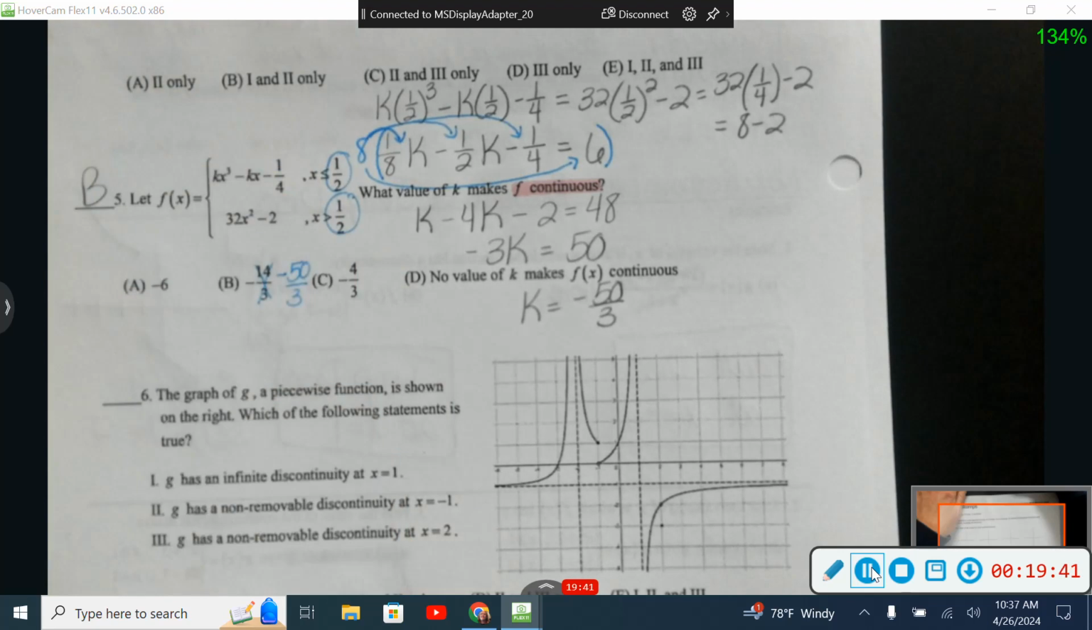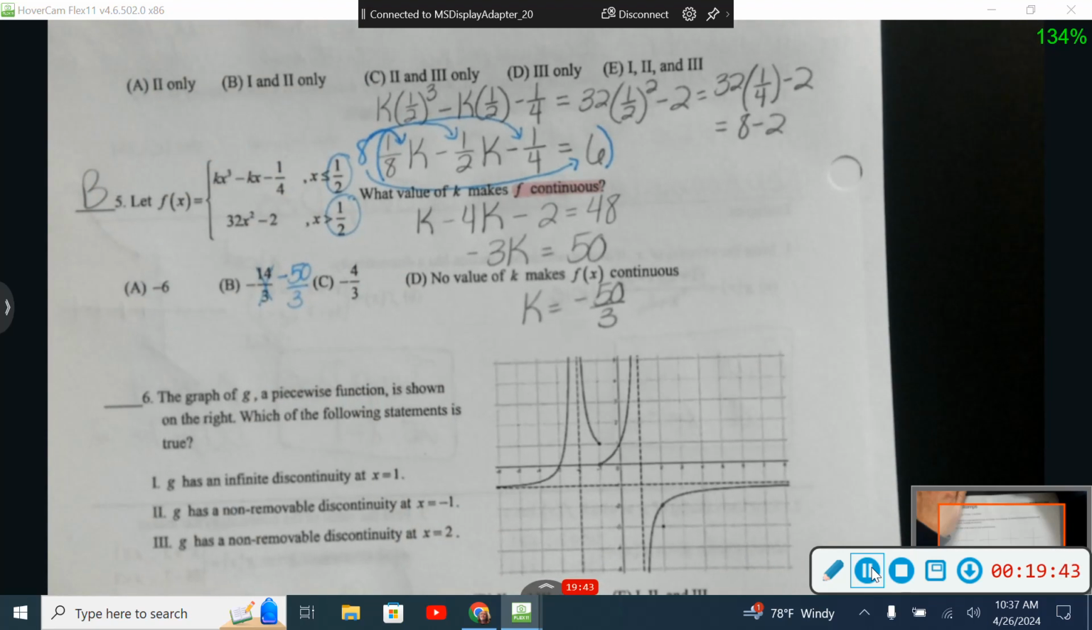which I had to fix. We had to fix answer choice B. I grabbed that one off of online, and the answer choices were not there. Okay, any questions on number 5?